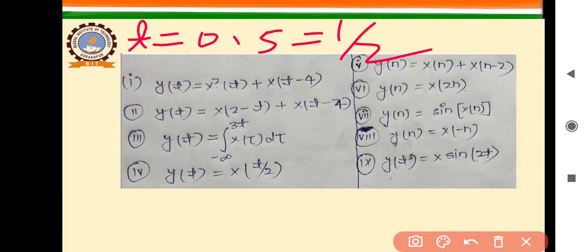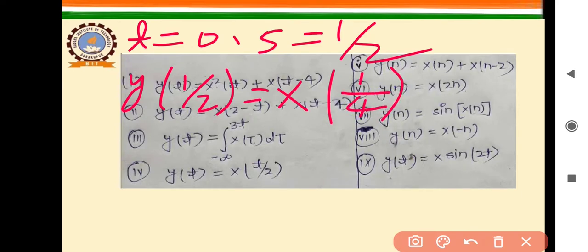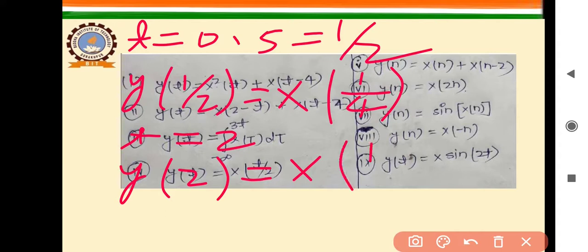At t equal to 1 by 2, y of 0.5, or y of 1 by 2, is equal to x of 1 by 4. It means that x of 1 by 4 is the previous value for y of 1 by 2. And suppose t equal to 2, then y of 2 will be equal to x of 1.